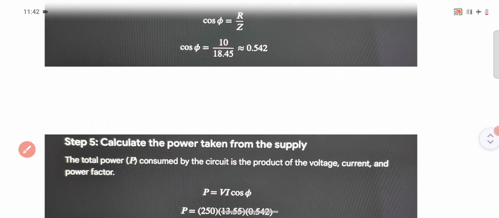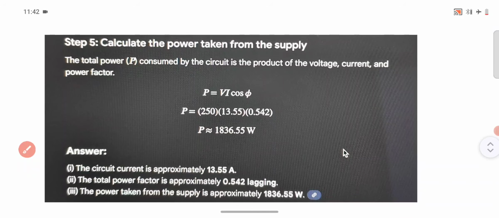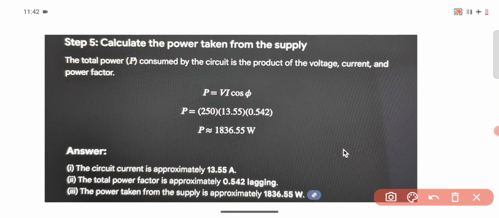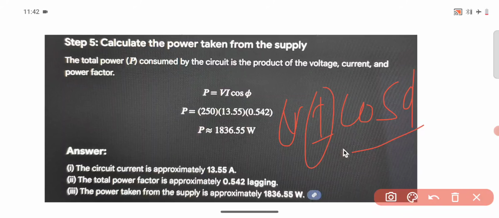Next, we have to calculate the power taken from the supply, the total power consumed by the circuit. What is its formula? Its formula is VI cos phi. V is given, I we already calculated above, and cos phi we already calculated above. So it is a very easy question. We can calculate total power taken from the supply by putting in the values: the supply voltage is given, the current we calculated above, and cos phi we calculated above. By putting all these values we can calculate the power taken from the supply.